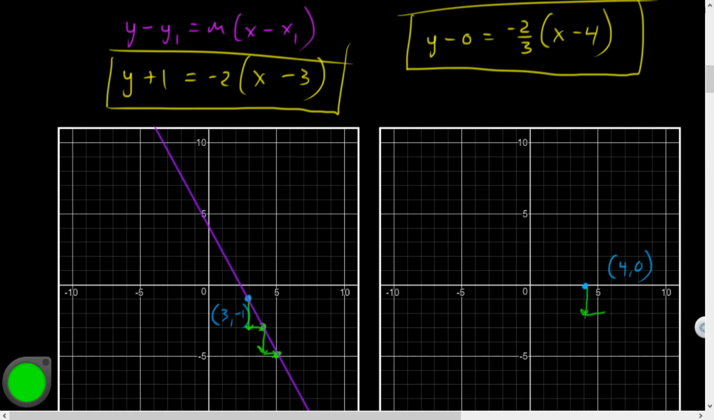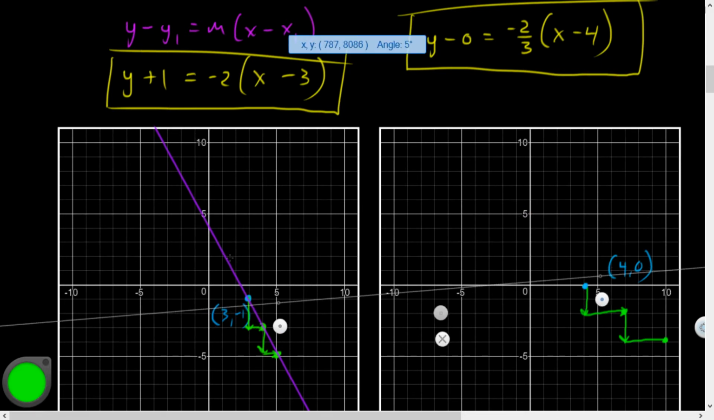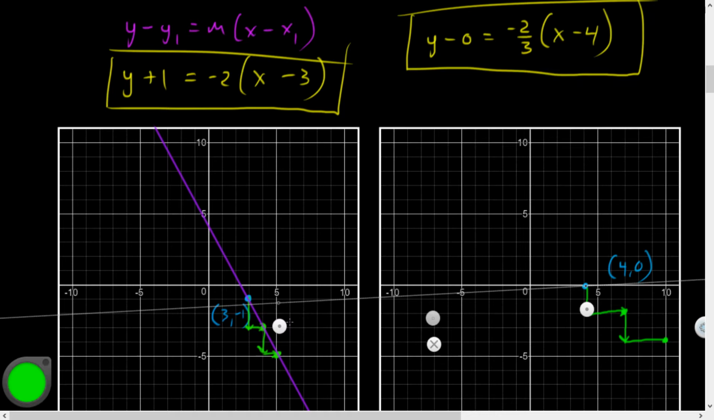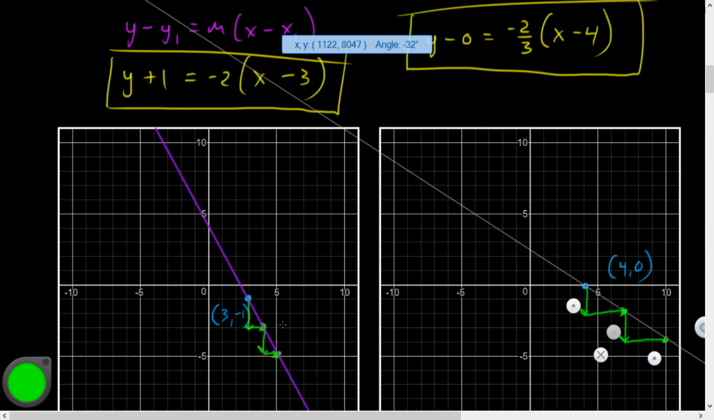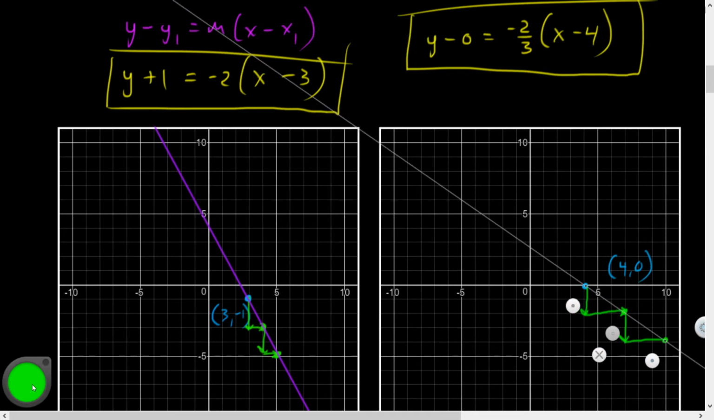Down 2 and over 3. Right? And then down 2 over 3. Find some points like that, and draw the line. Like so.